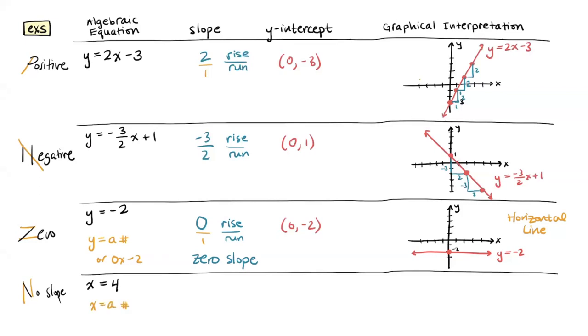In this case, our run is 0. So no matter what your change in y is, in the denominator we have 0. So this gives us undefined slope, or no slope. These typically don't have a y-intercept. And here's why.